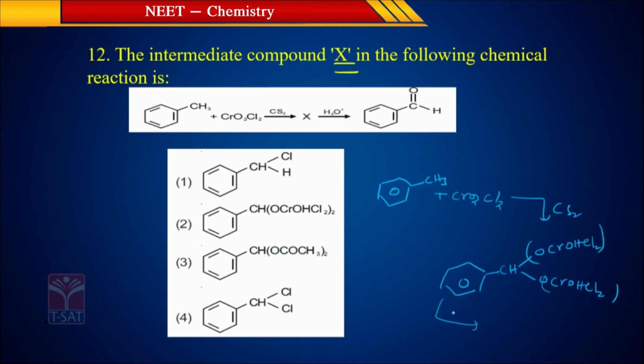This upon reaction with water, you will be getting benzaldehyde, C double bond O H. Okay, this is the reaction here, and the intermediate compound formed is this one. That is the second option. Got it? So, with this we have finished these 12 questions in this session. Okay, we are going to continue with 12 more questions in the next session. Thank you very much.